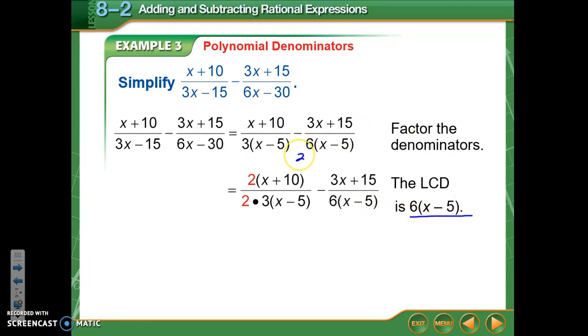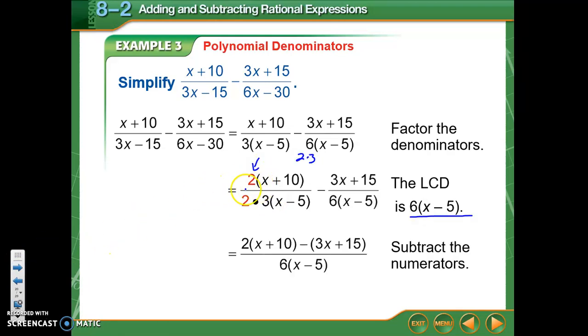Why? Because 6 is 2 times 3, so 6 would be the least common multiple of those two, and then x minus 5 needs to appear once. So the only thing missing in my first fraction to make a common denominator is a 2. So I multiply by 2 over 2, and I end up with a denominator of 6 times the quantity x minus 5. And then I just do my subtraction.